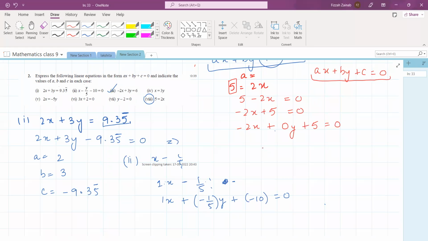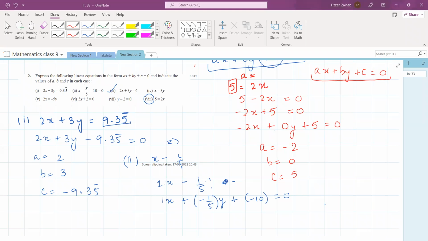Yes. So what is the value of a now? Minus 2, right? B is 0 and c is 5. So please match your answer with the NCERT also at the back of NCERT. If it's wrong, then please tell me. Okay. So we are done with this exercise.